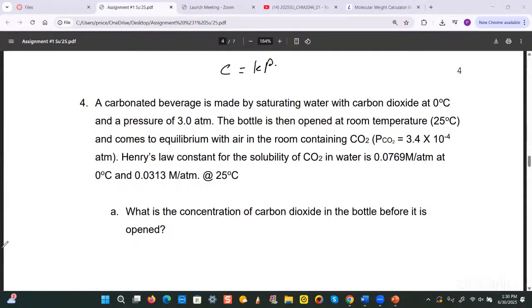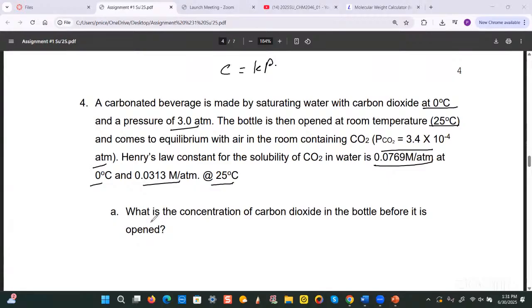Let's look at some numbers that this question is giving. It says that the temperature was 0 degrees and the initial pressure is 3.0 atmospheres. The bottle is then opened at room temperature, which is 25 degrees, and comes to equilibrium with the air in the room containing carbon dioxide, the pressure of which is 3.4 times 10 to the minus 4 atmospheres. Henry's law constant for the solubility of carbon dioxide is given at 0 degrees and at 25 degrees. So those are some facts and data given.